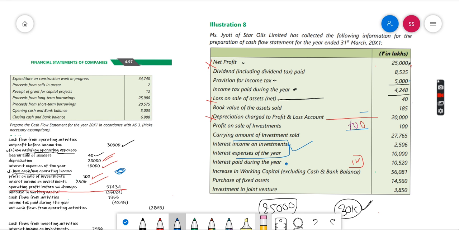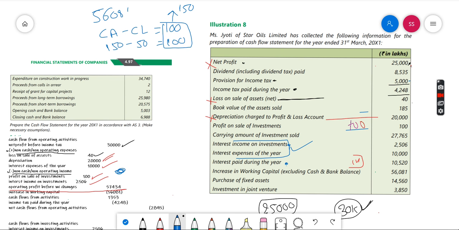So here, increase in working capital is 56,081 rupees. When will an increase in working capital arise? For example, current assets minus current liabilities is equal to 100 rupees, right? Now it became 150 rupees. So let's say this is 150 rupees and then this is 50 rupees. So obviously it will become 100 rupees, right?